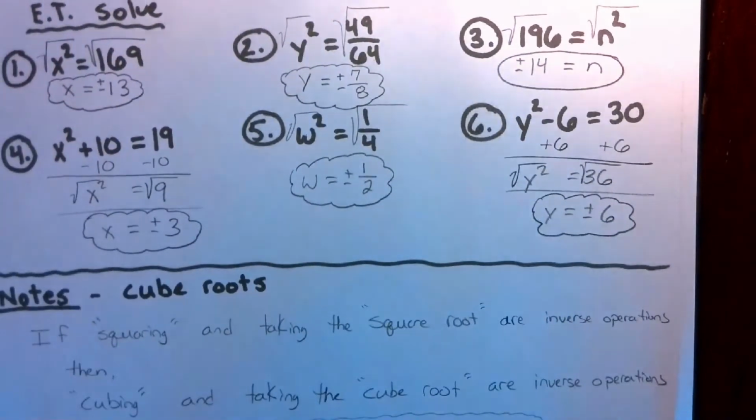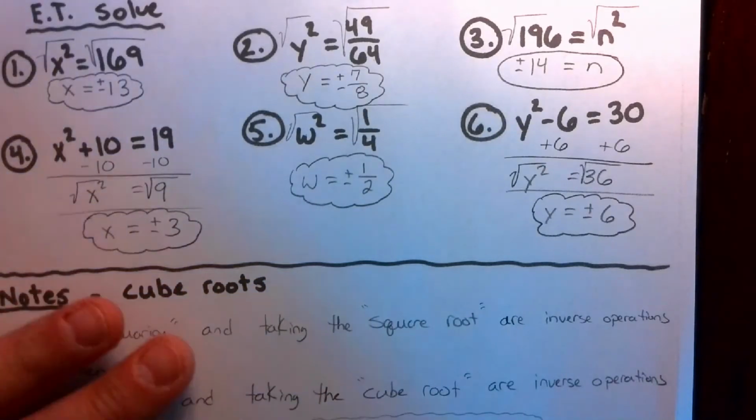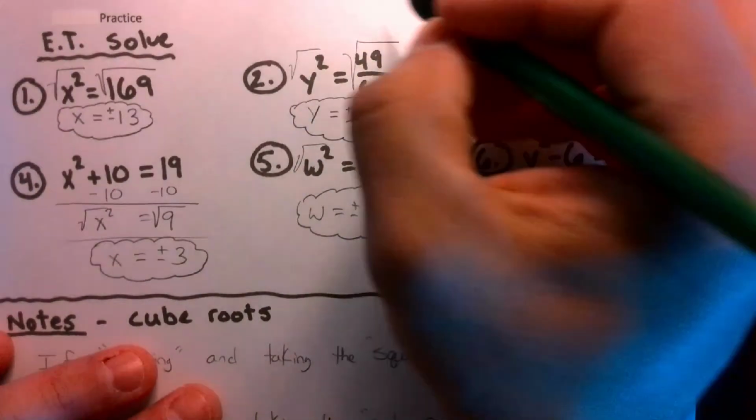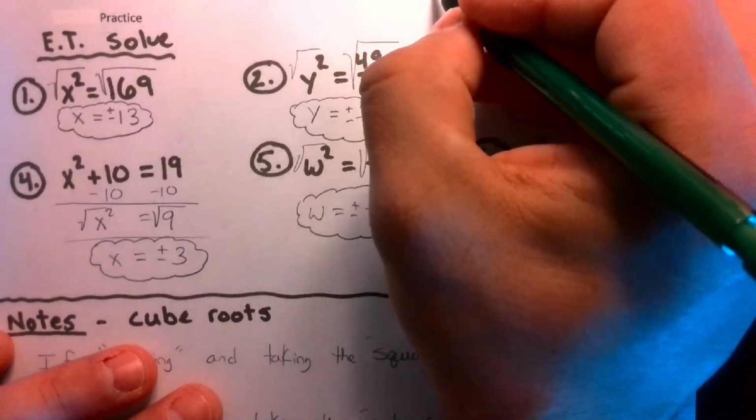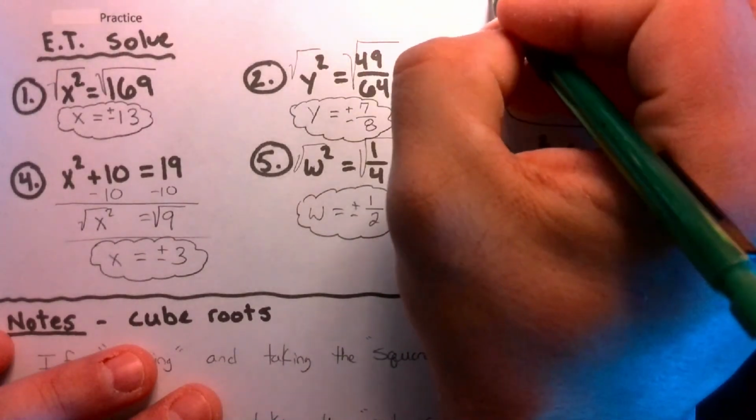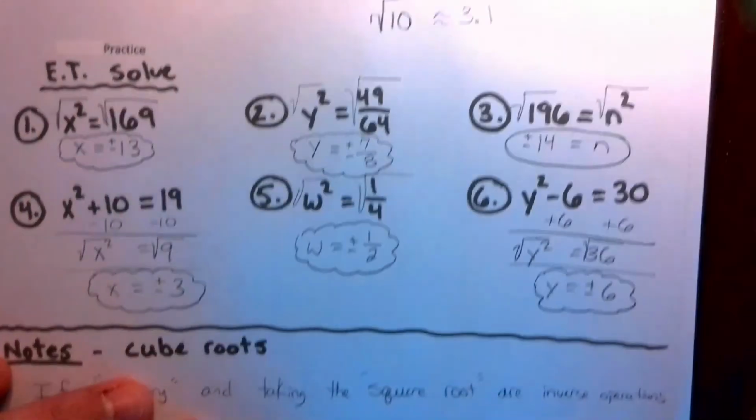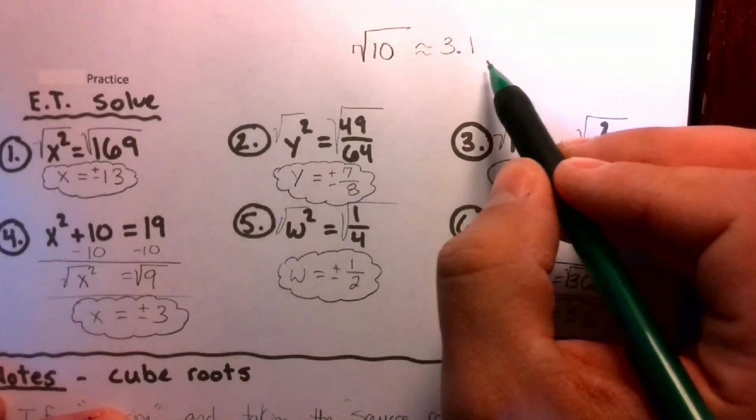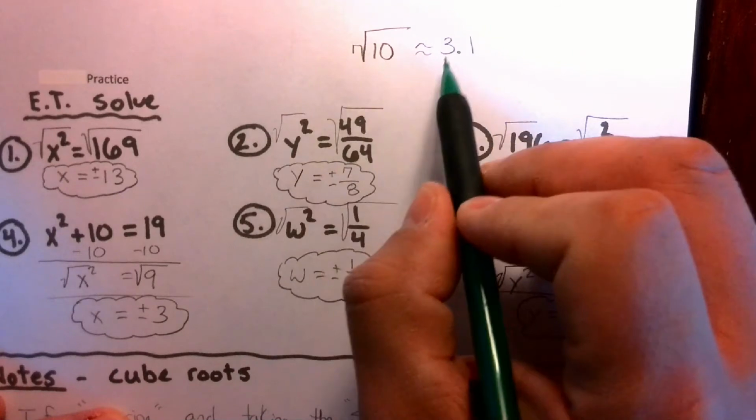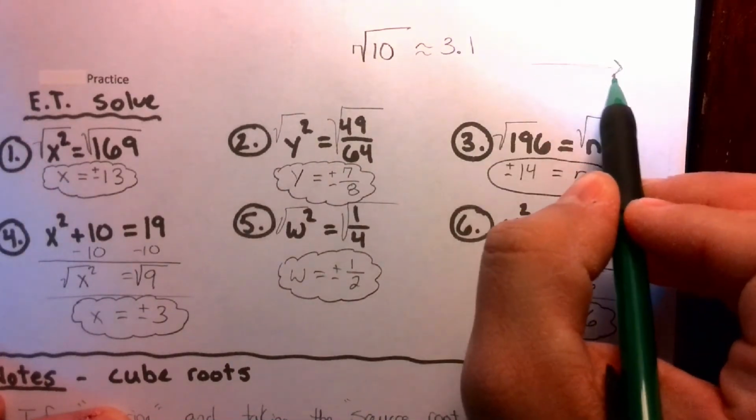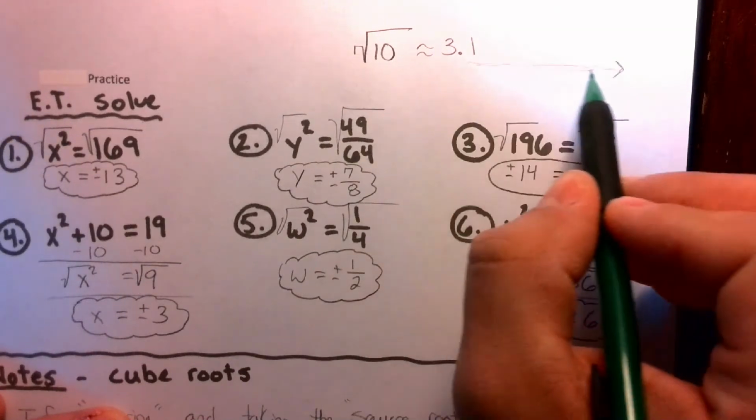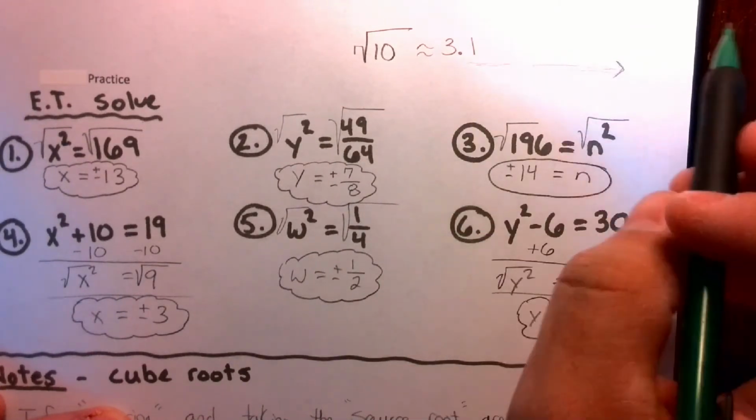Now, all these answers came out pretty nice. I said this in one of the other videos from last week: if you have a number like the square root of 10, it's going to be approximately 3.1, but it's what we call an irrational number. In other words, if you put square root of 10 into a calculator, you get a long decimal that goes on forever without repeating. It's just kind of like pi. There's no pattern to it. That's called an irrational number.